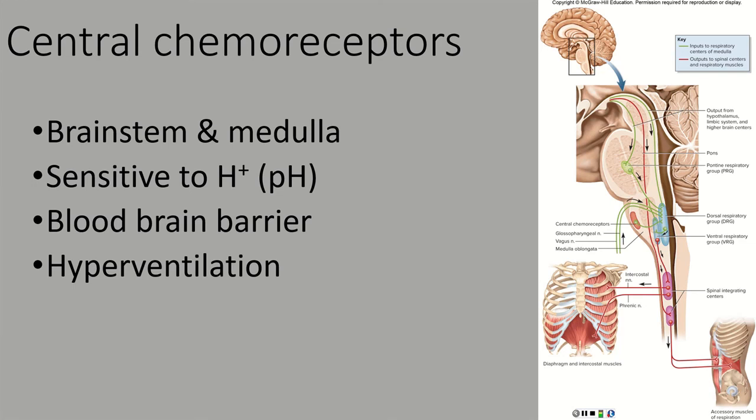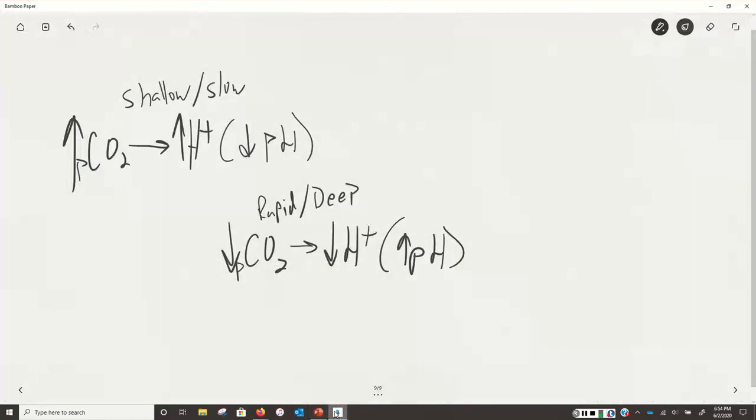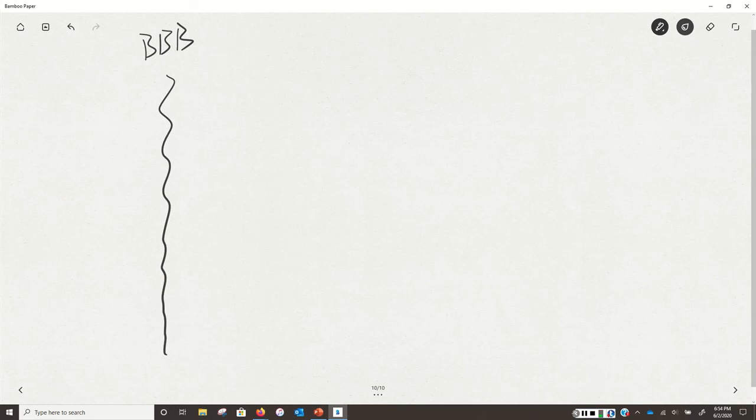So let's go back to our whiteboard and look to see how they work. All right, this squiggly line represents the blood-brain barrier. Remember from Bio 137, the central nervous system, the brain and spine, are separated from the blood by this highly specialized membrane with a lot of connective tissue called the blood-brain barrier. Most things are unable to cross the blood-brain barrier.